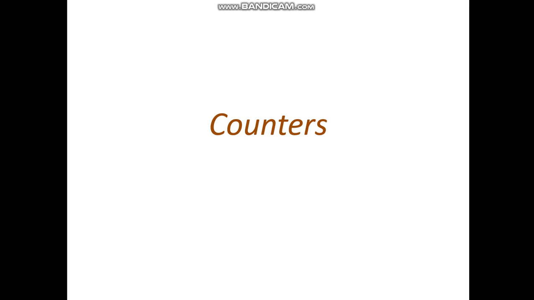Last class we discussed the types of counters, that is, the asynchronous sequential counter. Now we are going to discuss the synchronous sequential circuit. This is the simple way of execution of counters.